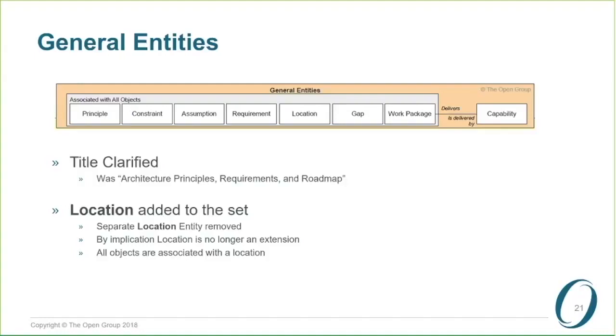And for any of you who have a photographic memory and can remember back to the TOGAF 9.1 meta model, the location entity was colored, which meant that we saw it as an optional extension. By moving it into the general entities category, we're effectively saying that entity isn't optional. It's no longer an extension. It's something that you really do need to take very seriously.